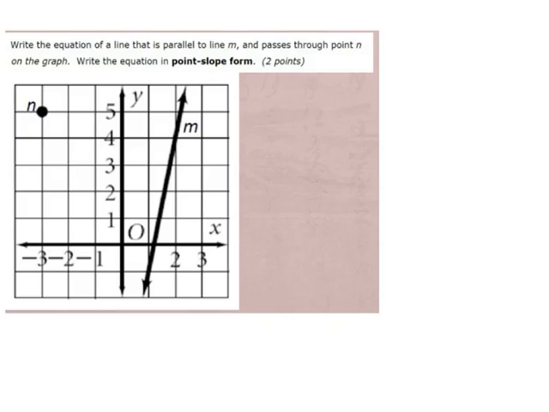Alright. So here in this question, we're asked to write the equation of a line that is parallel to M and passes through point N on the graph. Okay, so let's establish that point N is going to be negative 3, comma 5. And the slope that is parallel to M would be the exact same slope that M has.